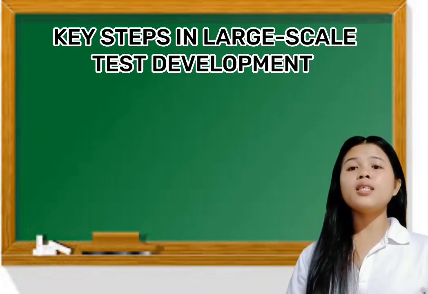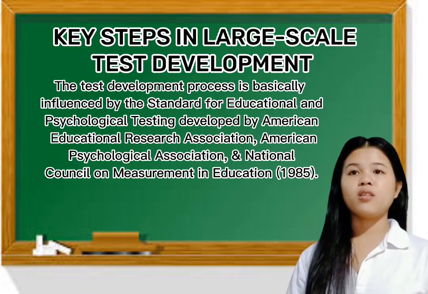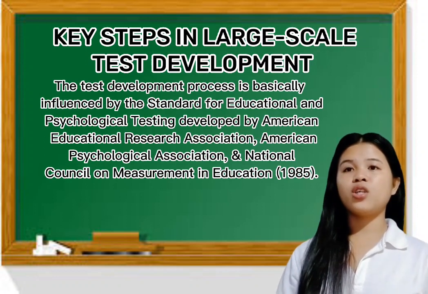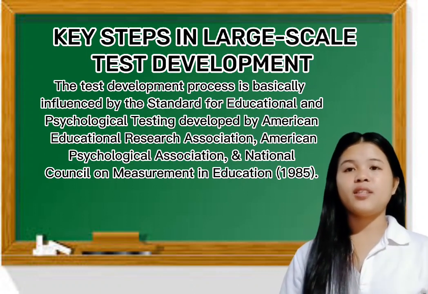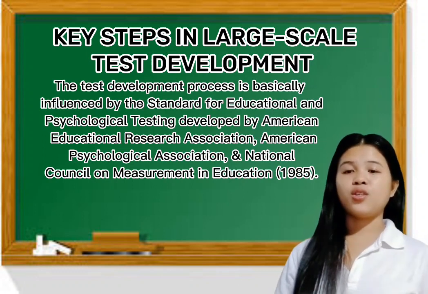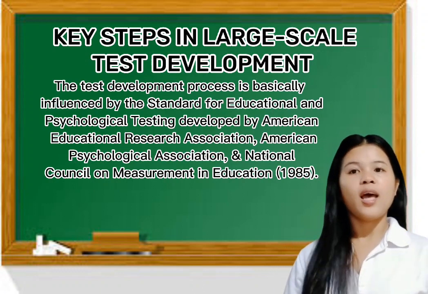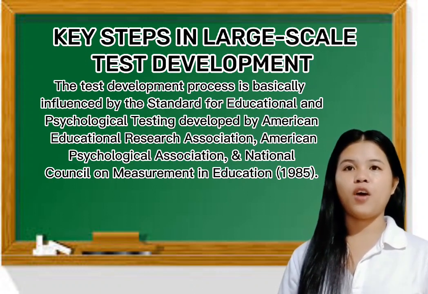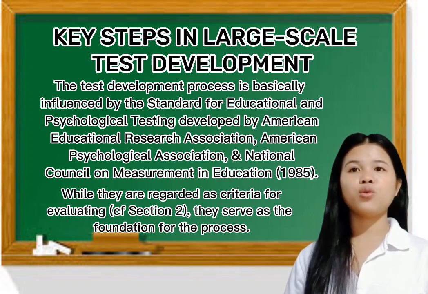Key steps in large-scale test development. So the test development process is basically influenced by the standards for educational and psychological testing developed by three associations. First is the American Educational Research Association, second, the American Psychological Association, and lastly, the National Council on Measurement in Education in 1985. While they are regarded as criteria for evaluating tests in Section 2, they serve as the foundation for the process.